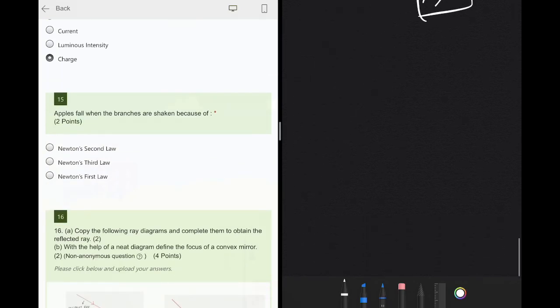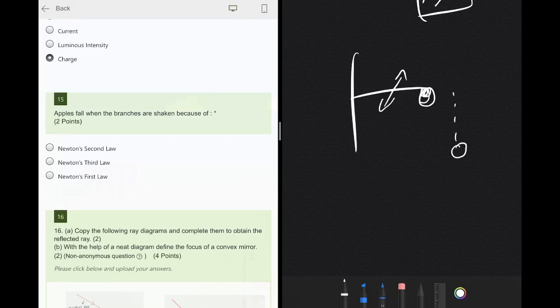Apples fall. So if this is a branch in which an apple is there, when the branch is shaken, the branch moves, but the apple remains in the state of rest and continues to do so. So that's a case of Newton's first law.